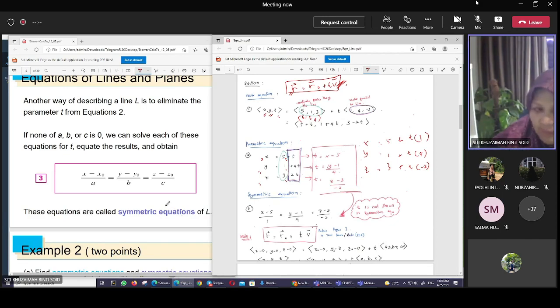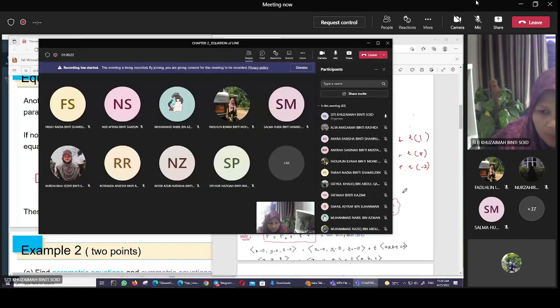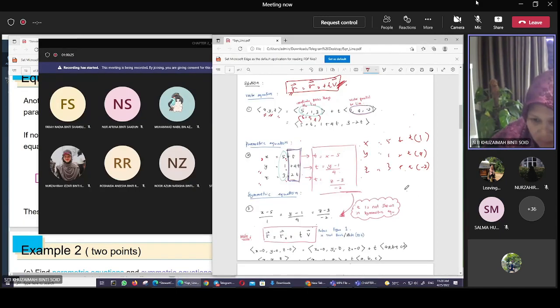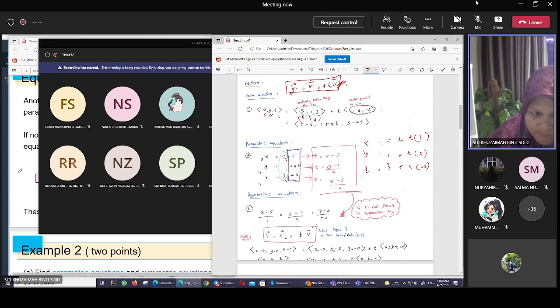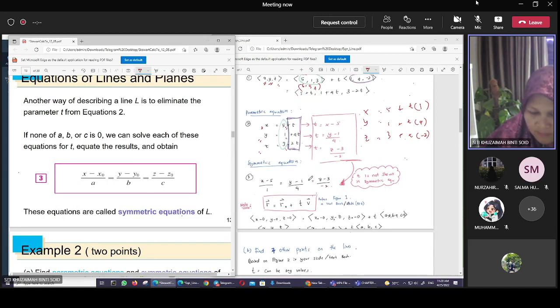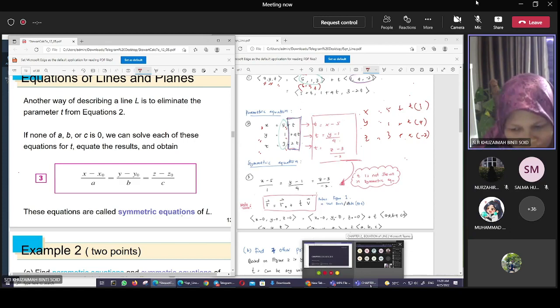Okay, and the third one is the symmetric equation. What did you all understand from what I asked you to read? Mira, can you explain a little how to write the symmetric equation? What do you understand from this answer? All the points are equal. Like, they are the same, the values of x, y, z are equal, is it?